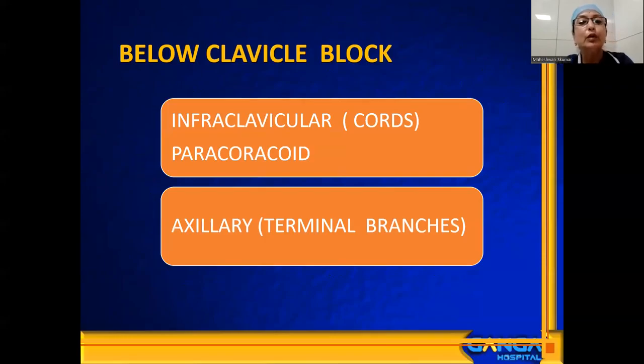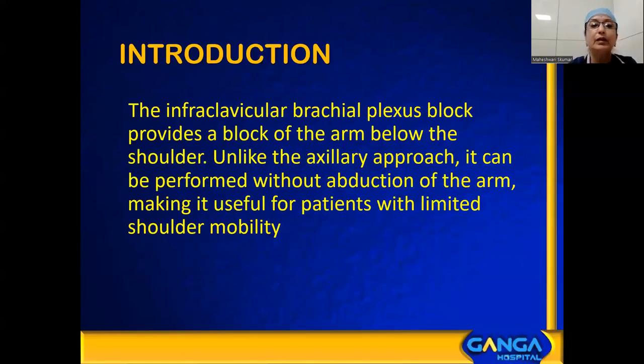Now coming to below clavicle blocks, there are 2 types. One is the infraclavicular, which is given at the level of cords, and the other is the axillary, which is given at the level of the terminal branches. The infraclavicular block provides a block of the arm below the shoulder, and unlike the axillary approach, it can be performed without abduction of the arm, making it useful for patients with limited shoulder mobility.